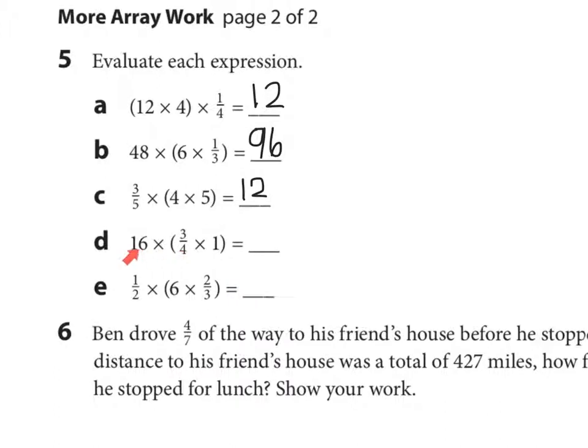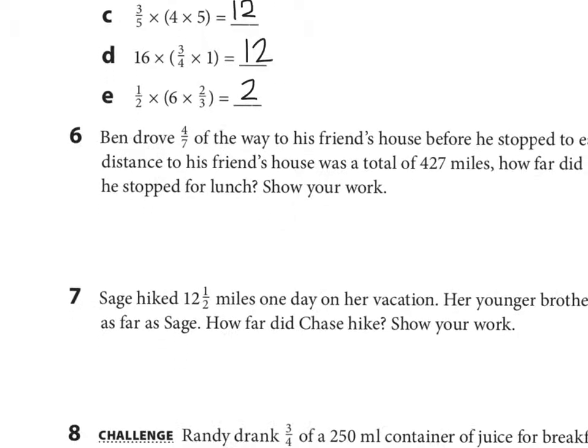D, we have 16 times 3/4 times 1. Well, I know anything times 1 is itself. I'm going to say that 16 divided by 4 is 4, times 3 is 12. So 12 is your answer here. And for E, 1/2 times 6 times 2/3. Well, I know that half of 6 is 3, and 3 times 2/3 is 6/3, and 6/3 is the same as 2 wholes.